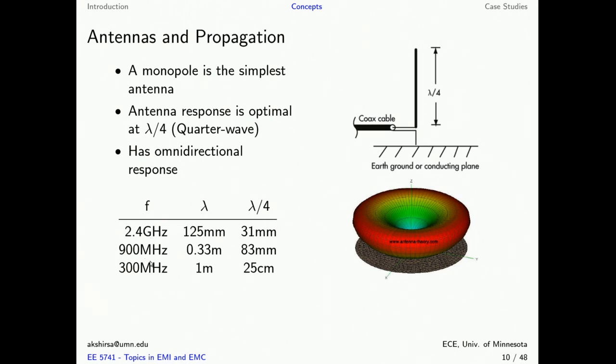Similarly, 900 megahertz, which was the old GSM band, has a wavelength of 0.3 meters, and a lambda by 4 length of 83 millimeters. 83 millimeters is about 8.3 centimeters, which corresponds to perhaps the length of a cable or a power supply line. It means that a conductor of this length will pick up energy at 900 megahertz. Similarly, the final one is 300 megahertz, which is a commonly used ISM frequency, and the lambda for that is 1 meter, and lambda by 4 turns out to be 25 centimeters.